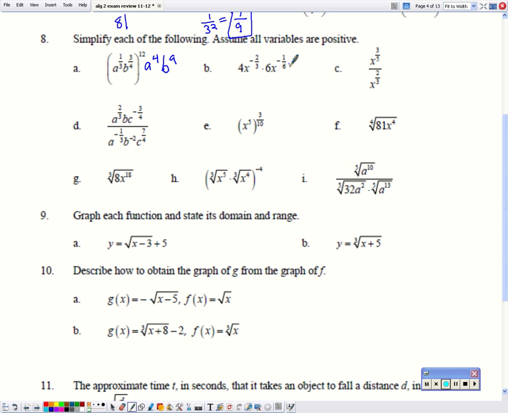Letter B. This one's a little trickier. I've got 4x to the negative 2/3 times 6x to the negative 1/6. Well, the first thing I'm going to do is just multiply my coefficients. That would give me 24. The next thing I'm going to do is add my powers because I have common bases. I'm going to make this into negative 4/6. That way I have common denominators, and that gives me negative 5/6. Well, because I have a negative there, I really don't want a negative exponent. I'm going to rewrite this now as 24 over x to the 5/6. It's terrible looking.